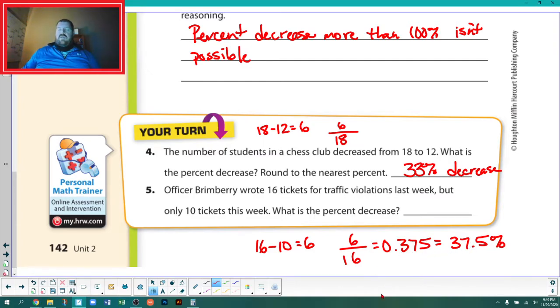And how do I round that? Do I round it down to 37 or up to 38? I actually round it up to 38 because anything 5 or bigger means to round up. And again, that's a 38% decrease. Okay.